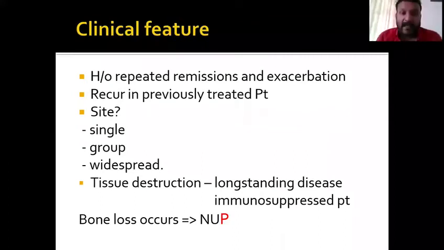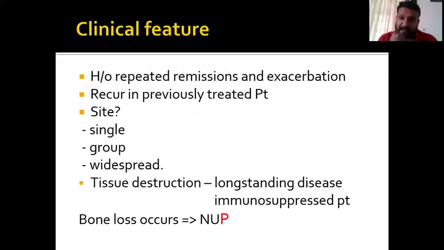So, clinical features. What are all the clinical features you can see? In general, there will be history of repeated remission and exacerbation of the lesion. I mean, it recurs in previously treated patients, because this lesion will again recur even when you have done the previous treatment. Then, in site, mainly it is seen in the gingiva, can be seen as a single tooth or in a group of teeth, or it's widespread. Widespread means the entire upper, lower arch, full arch can be involved, or sometimes only a single tooth or a group of teeth is involved.